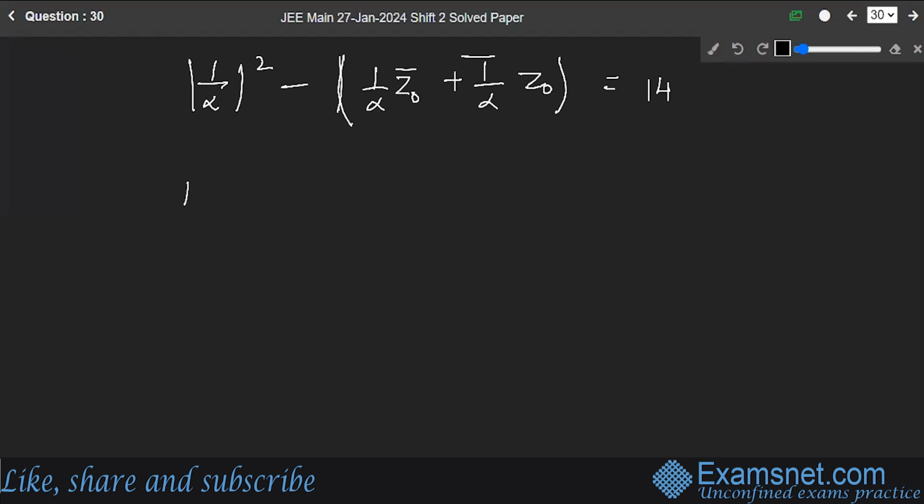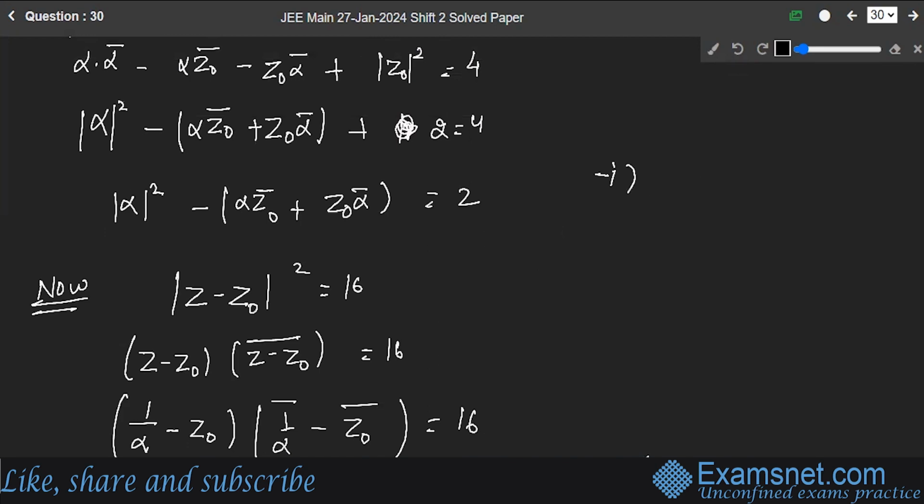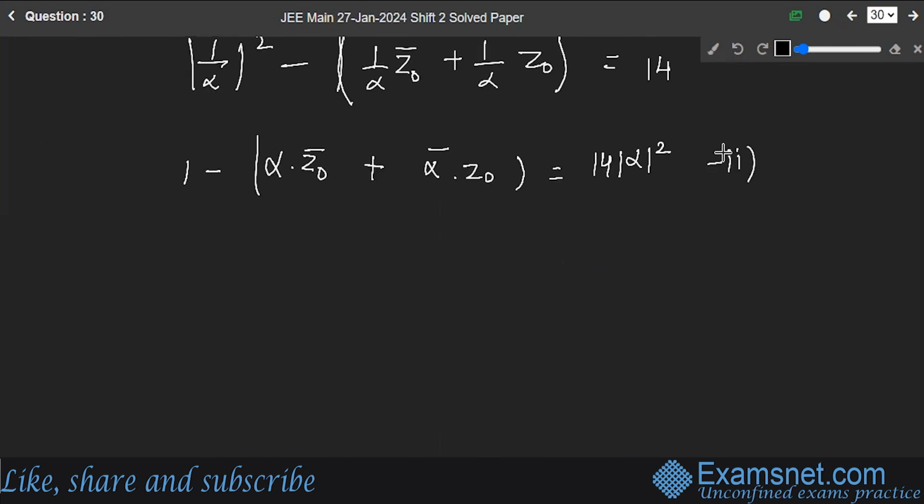Now let's multiply both the sides by alpha square. You will have 1 minus alpha into z naught conjugate minus alpha conjugate into z naught is equal to 14 alpha modulus square. Right. Hope you're clear. Let's say this is equation 2 and this was your equation 1. So let's solve from both 1 and 2. Let's write down the first one also with it.